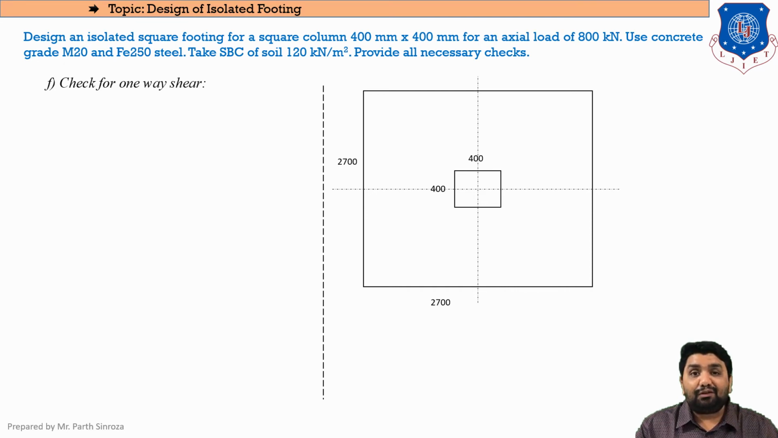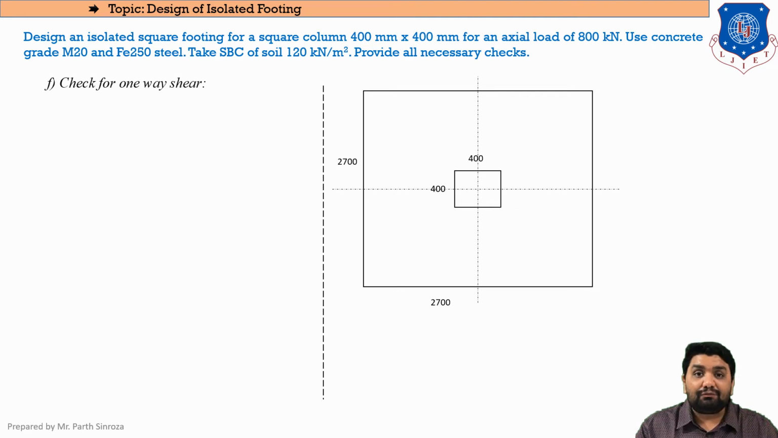The first will be check for one-way shear and the second will be check for two-way shear. As the name itself suggests, the shear will be occurring only on one side, that is one-way shear, either on the x-axis or on the y-axis. So for that you need to plot a critical section.